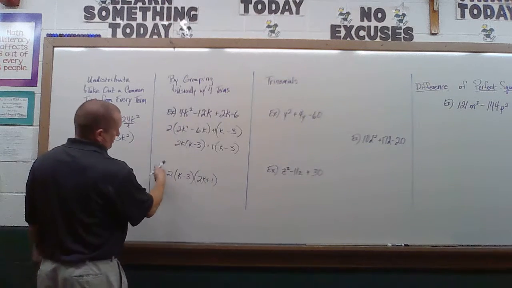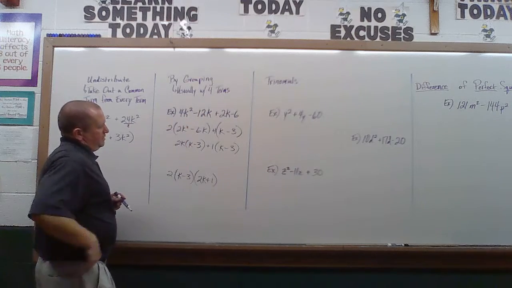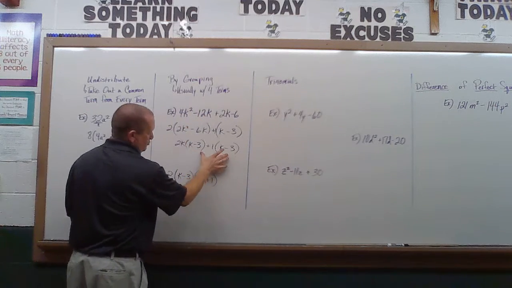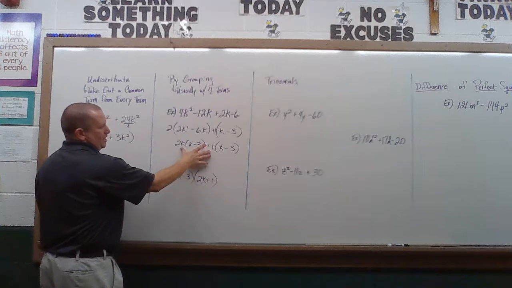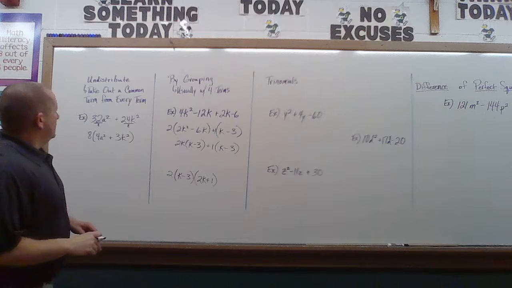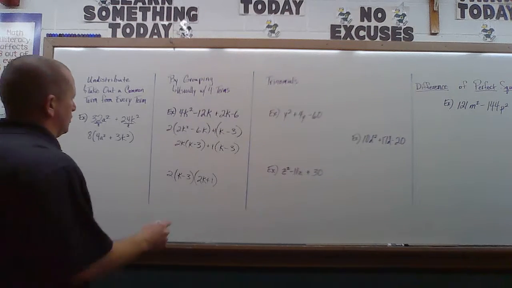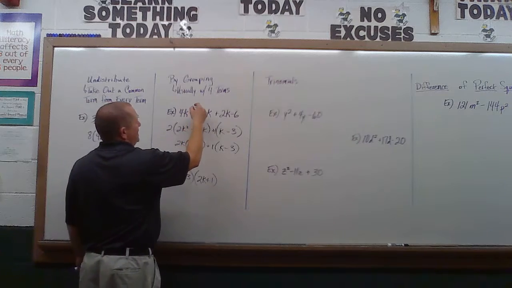So the 2 came all the way down from the beginning that we undistributed from the beginning, and then the like parentheses makes 1 parentheses, and what we factored out makes our second parentheses. Okay?